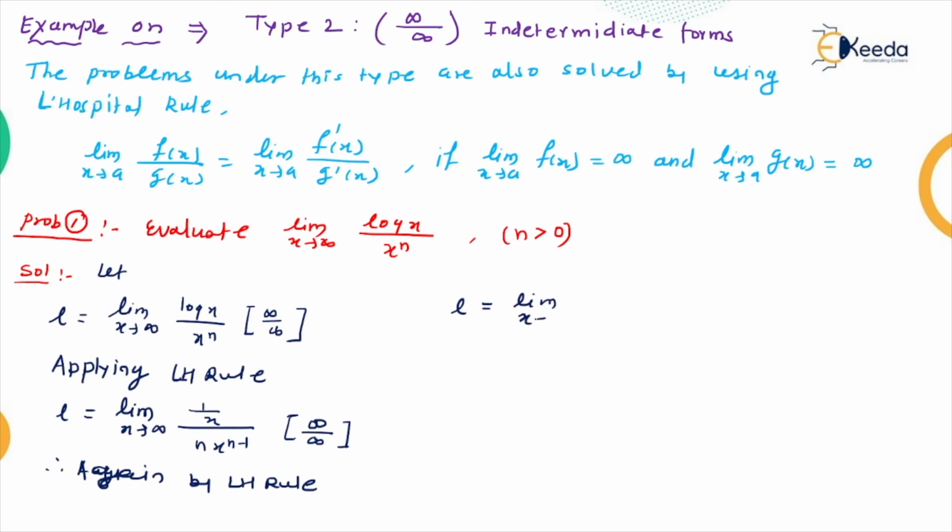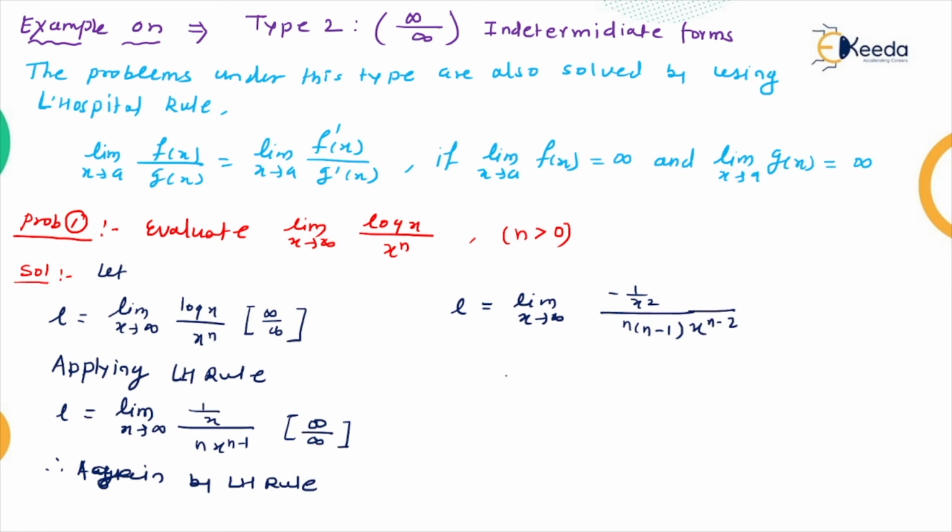Again taking the limit as x tends to infinity, the derivative of 1 by x is minus 1 upon x square, divided by the derivative of n into x raised to n minus 1. How will you take it? Already this is n into x raised to n minus 1, so it becomes n into n minus 1 into x raised to n minus 2.